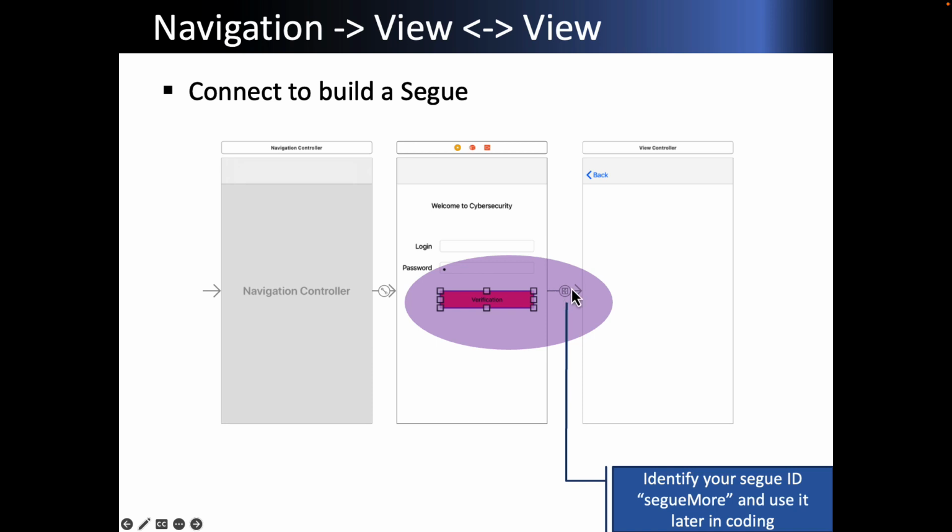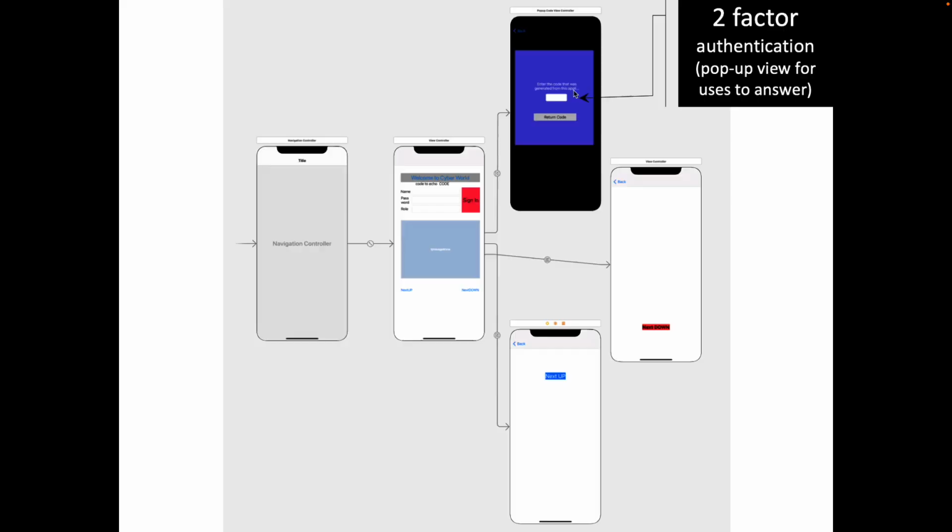This segue will bridge from these graphical components to this entire new view. Another segue goes to another view. Okay, so this is the general idea.